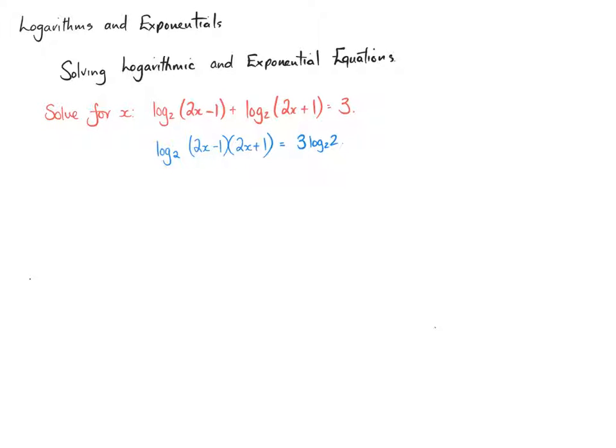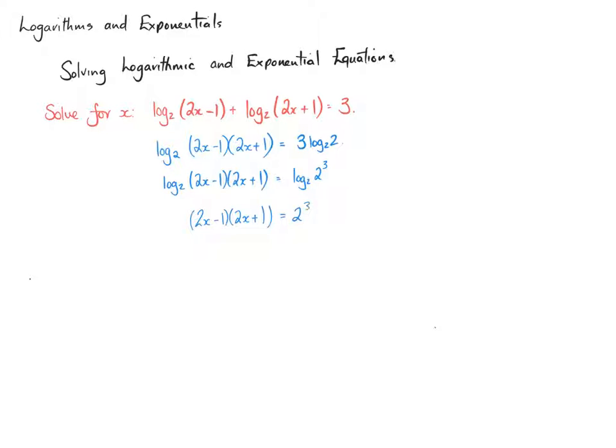Okay, so we can then, in our next line, we're going to have log to the base 2. This side we're going to still have 2x minus 1, then we have 2x plus 1. And that's the same as log to the base 2 of 2 cubed. So that's telling us that 2x minus 1, 2x plus 1 times together has got to be equal to 2 cubed. So that's where we can go from there. So 2x minus 1 times by 2x plus 1, and that's equal to 2 cubed. So from here, this is solving a quadratic equation.